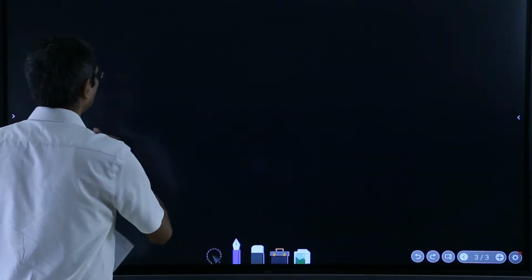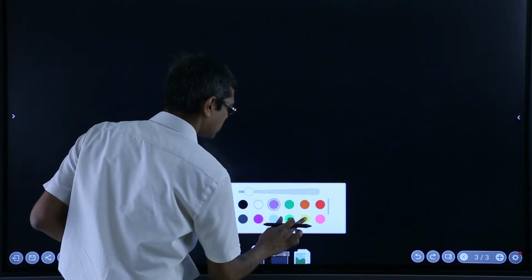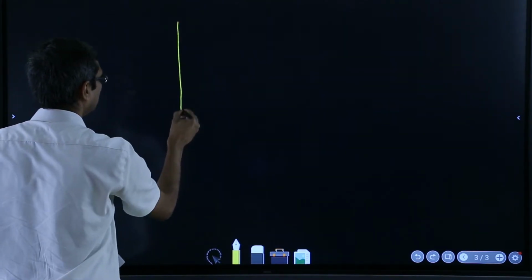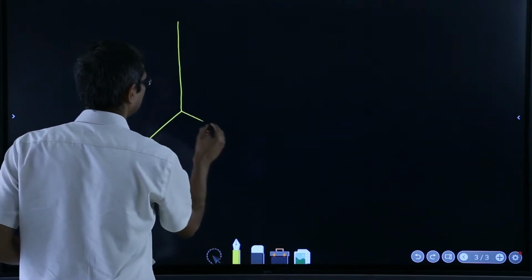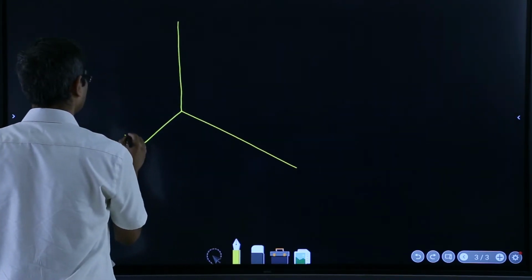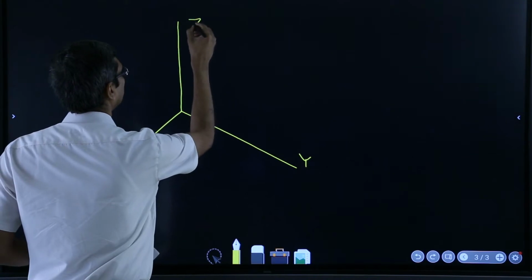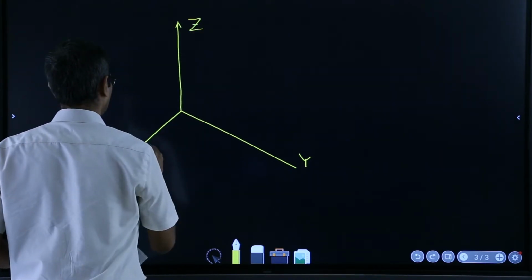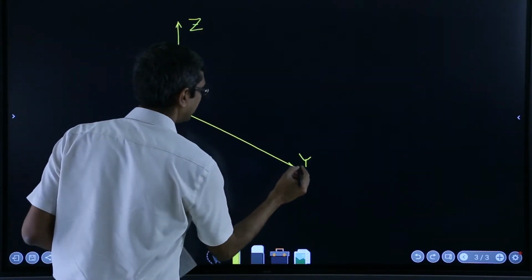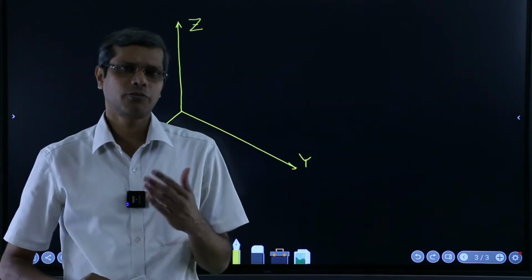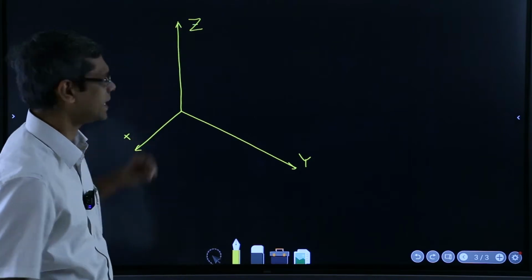Now how does that look? Let me start by drawing a 3D space. I'll just represent it as x, y and z coordinates. Say the axes have been defined. We will now let all our forces be parallel to the z axis.